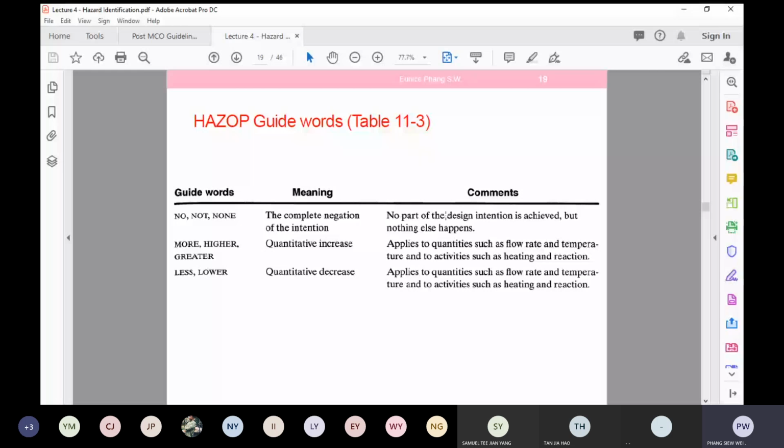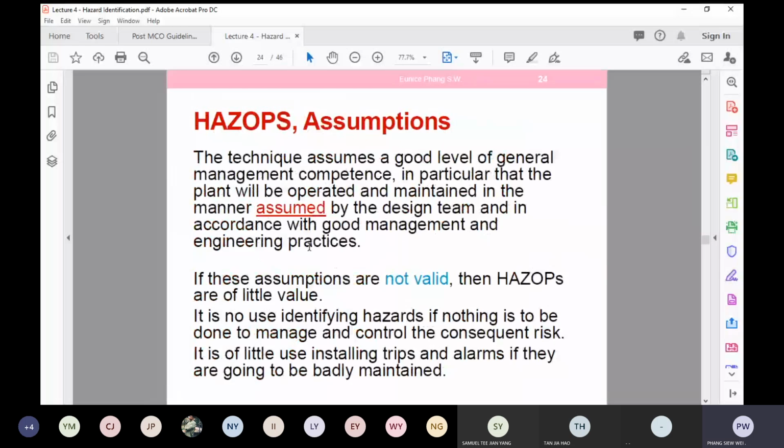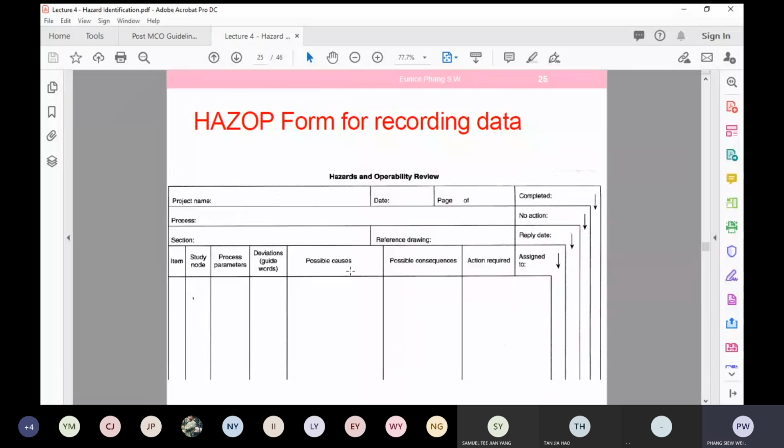So in HAZOPs, we always use guide words, meaning we talk about, for example, process flow. Then we look at: is that no flow? Is that higher flow? Is that lower flow? And then we look at what could cause a higher flow or lower flow, or what could cause no flow at all. From there, we develop into what could go wrong, and the actions that we always put at last are the possible causes and the actions taken.